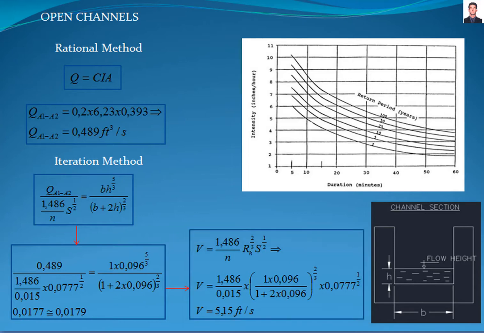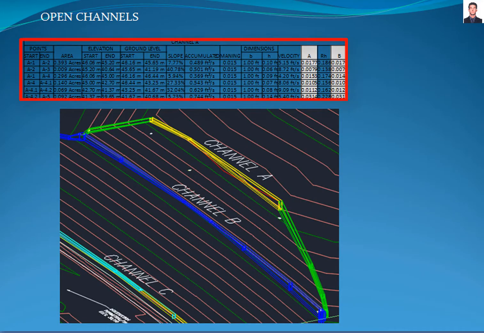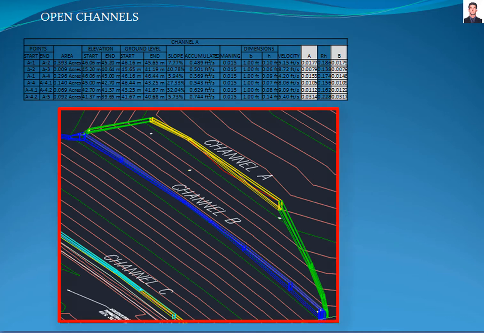This process shall be done with each section of the proposed channel. The final height of the channel depends on the topography of the terrain. In this table are the results for channel A, and in this figure is shown the final design of the channel. With this, we conclude this tutorial.